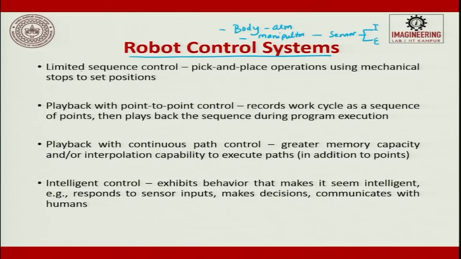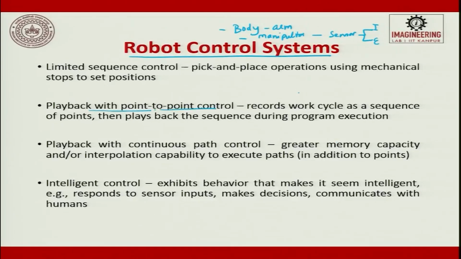In control systems, limited sequence control is pick and place operation using mechanical stops to set positions. Playback with point to point control records the work cycle as a sequence of points, then plays back the sequence during program execution. For example, assume there is a blind man, held by his stick, who walks from position A to position B. He registers the number of steps, and when he has to repeat the same thing the next day, he does it by just repeating the same counting of steps, moving left and right and reaching the destination. That is nothing but playback with point to point.